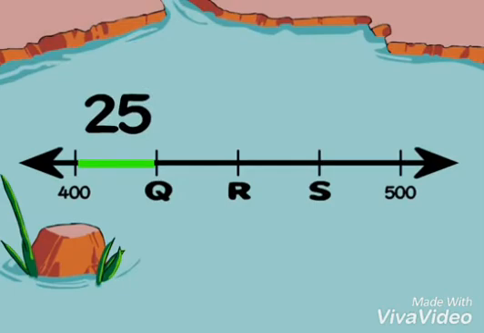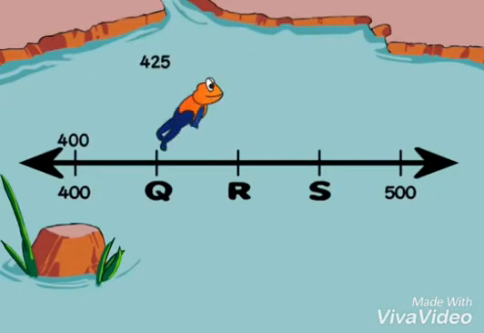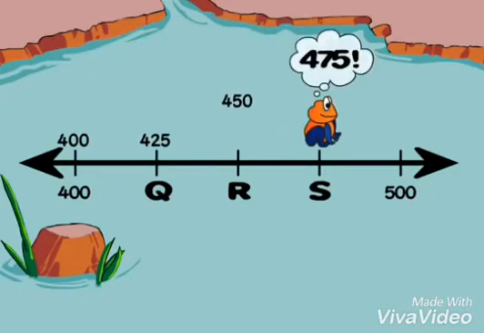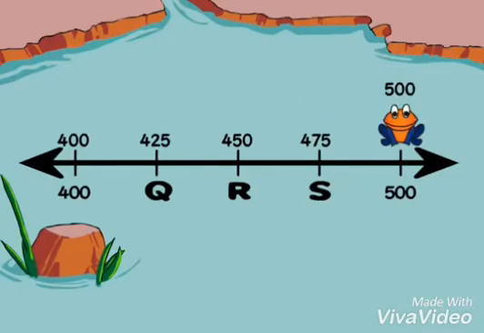Step 3. Now we can skip count by 25 from 400 to 500 to label the marks. 425, 450, 475. That lets us identify points Q, R, and S.